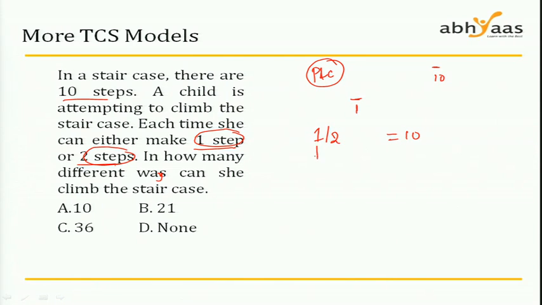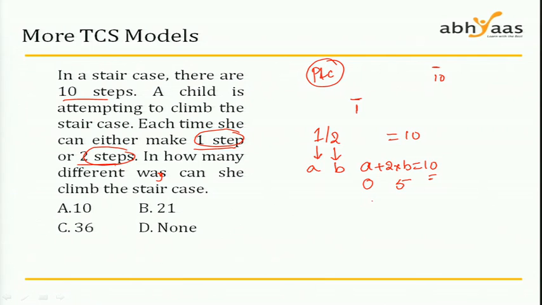The number of 1 steps she takes, let's assume to be A. The number of 2 steps she takes, let's assume to be B. Now, what should happen? A plus 2B should be equal to 10. Now, what are the different cases possible? Suppose she takes all 2 steps only, no 1 step. That means A becomes 0, B becomes equal to 5. In that way also she'll be able to cover 10 steps.